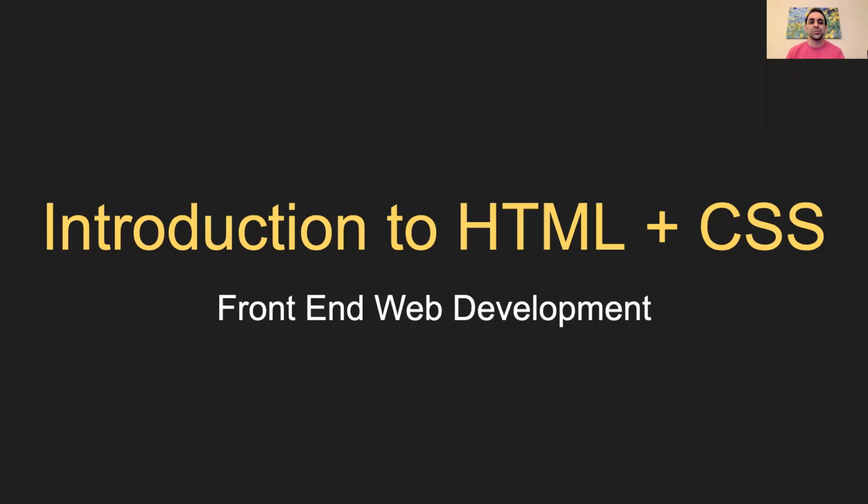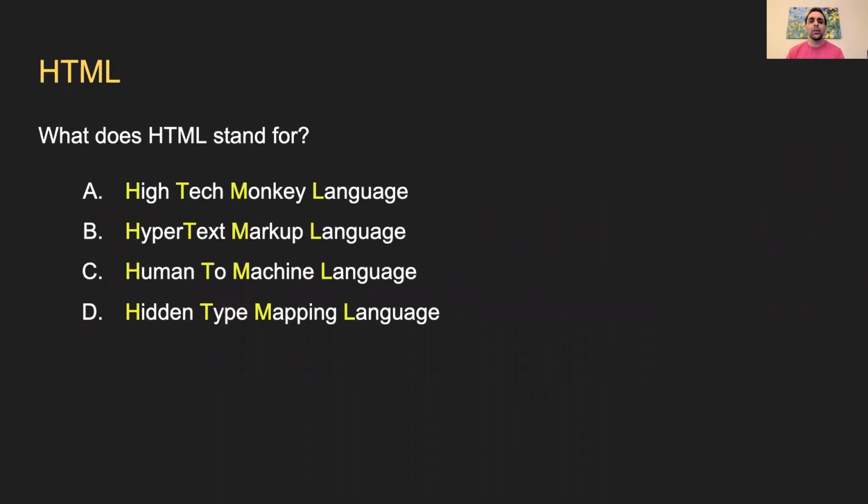Hey guys, so today we're going to be talking about HTML and CSS. Both of these are languages used for front-end web development. By the end of this lecture, you should understand what HTML is used for and how to create an HTML document. And likewise, you should understand what CSS is used for and how to create a CSS document. All right, let's begin.